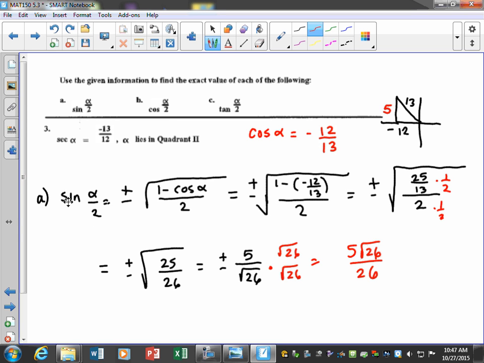What is the sign of our particular angle if we know it's in quadrant 2? Remember our All Students Take Calculus? What sign will that get? The sign of alpha is positive in quadrant 2, so this is positive. Good.